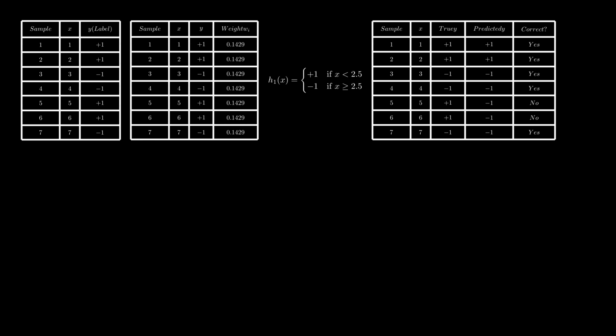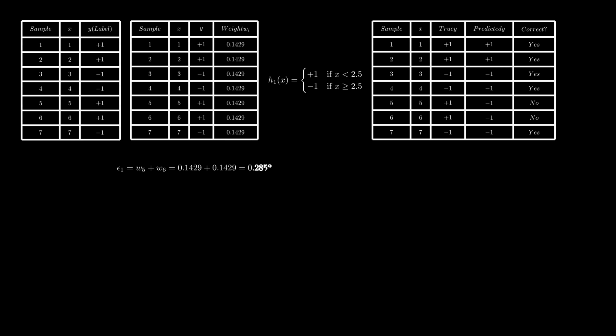0.1429. Now, we train our first weak learner, which is a simple decision stump. It splits the data at x equals 2.5. If x is less than 2.5, it predicts +1. Otherwise, it predicts -1. Here are the predictions of the first weak learner. It correctly classifies samples 1, 2, 3, 4, and 7, but misclassifies samples 5 and 6.